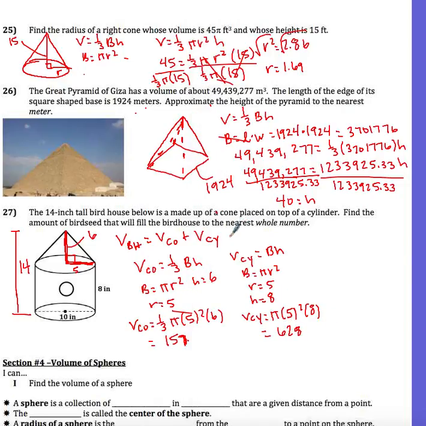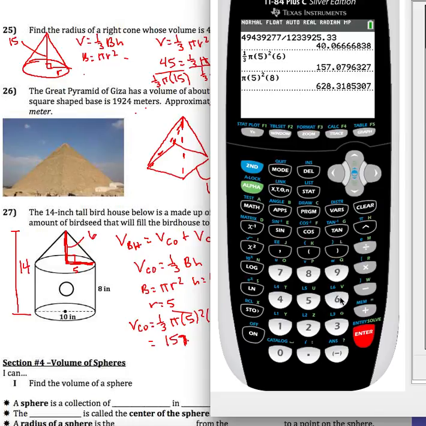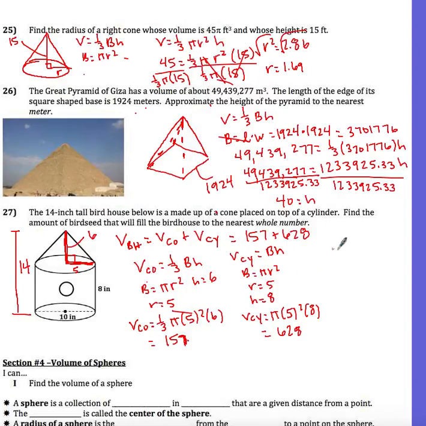And then I just have to add those two numbers together. So 157 plus 628 is 785. So the volume of my entire birdhouse would be 785 inches cubed.